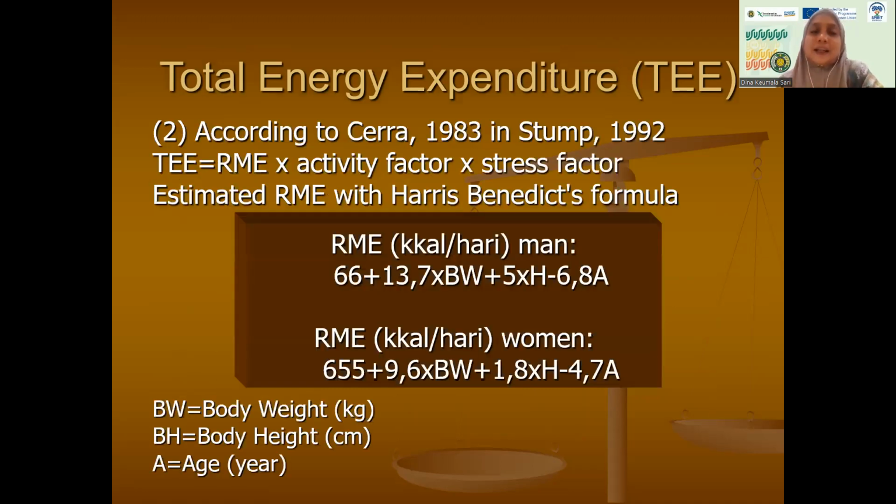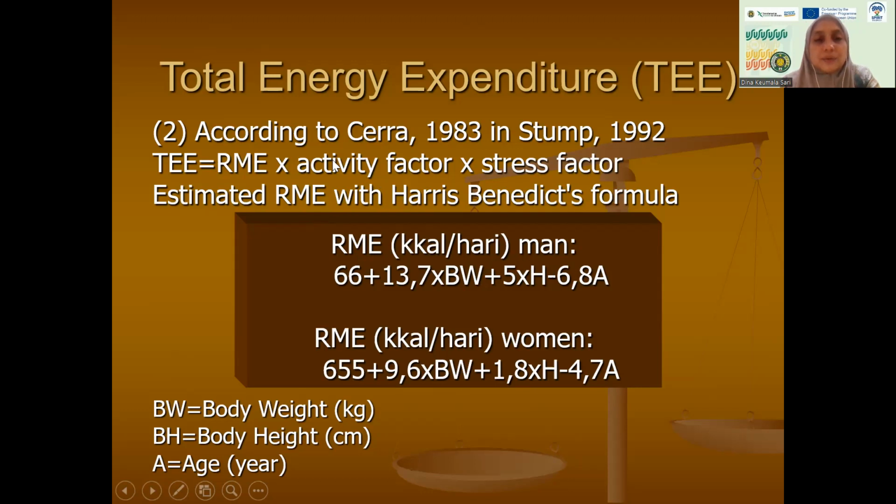And then this is the total energy expenditure according to the formula. We estimate the resting metabolic energy with the Harris-Benedict formula. So the total energy expenditure equals resting metabolic expenditure multiplied by the activity factor and multiplied by the stress factor.